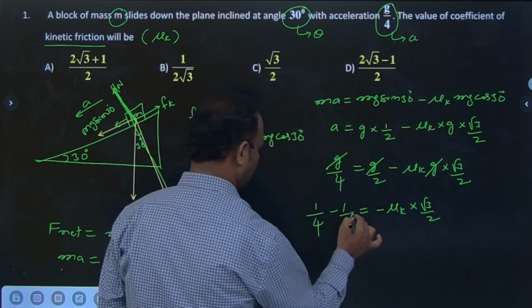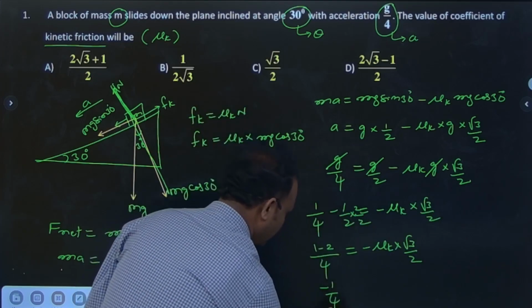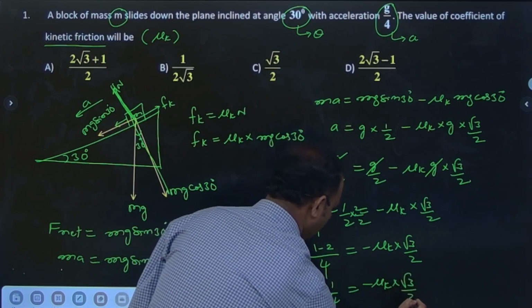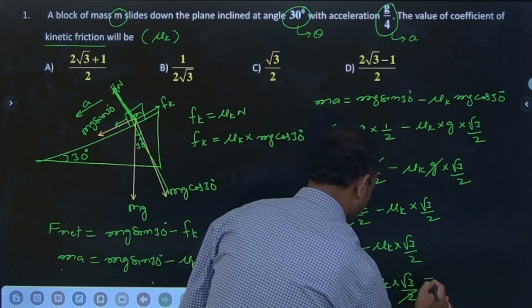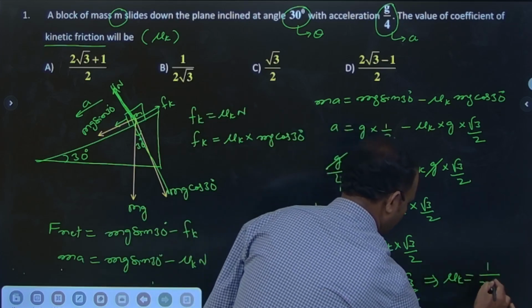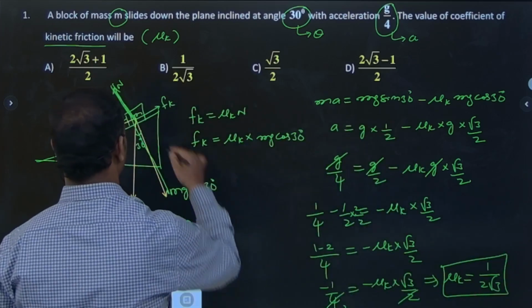Multiply and divide by 2, so 1 minus 1 by 4 is equal to minus mu k into root 3 by 2. The 2s cancel and the minus signs cancel. Then mu k is equal to 1 by 2 root 3. So the answer is mu k equals 1 by 2 root 3.